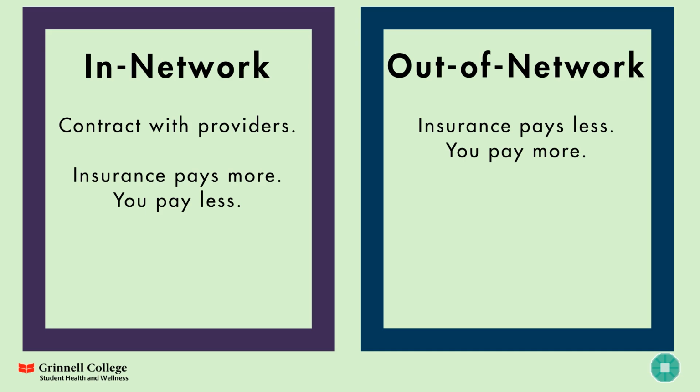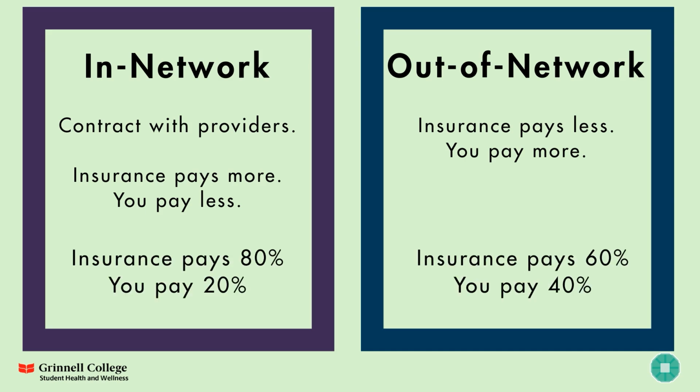Some of the terms I will be mentioning will have different amounts depending on if the provider is in-network or out-of-network. An example: the student health insurance will pay 80% of a bill for an in-network provider, and you will pay 20%. For out-of-network providers, the student health insurance covers 60% of a bill and you pay 40%. You can always call and check with your provider to ask if they are in-network for your insurance. You can also check on your health insurance company's website.